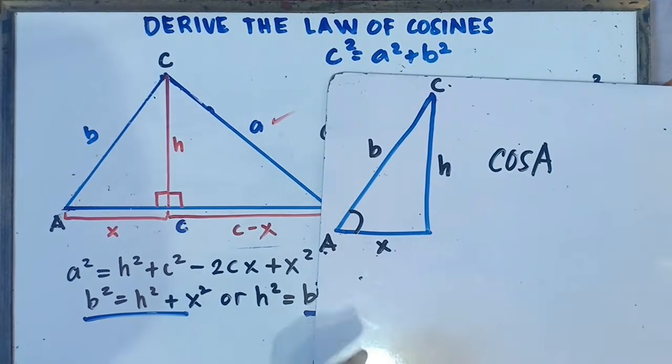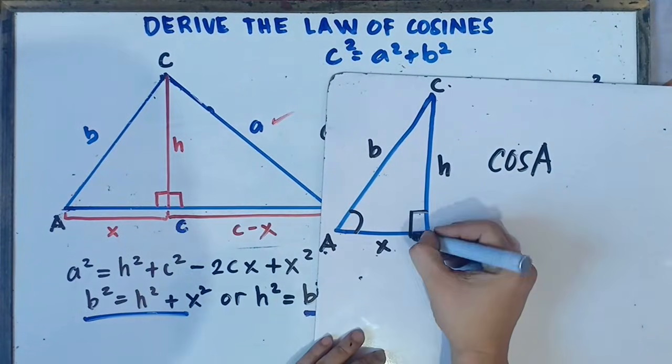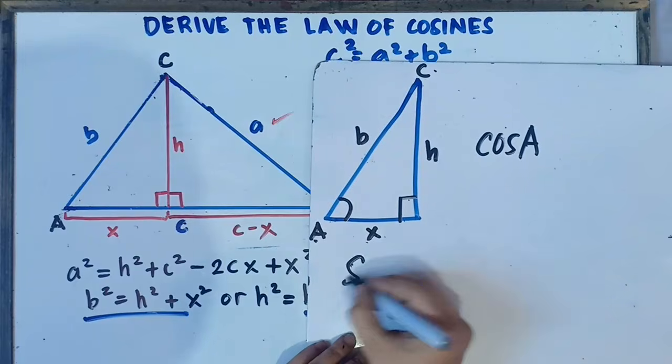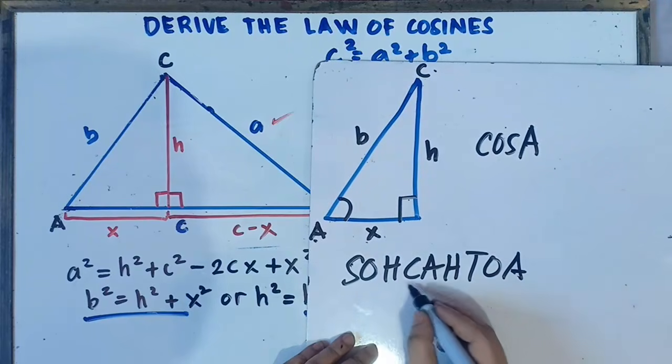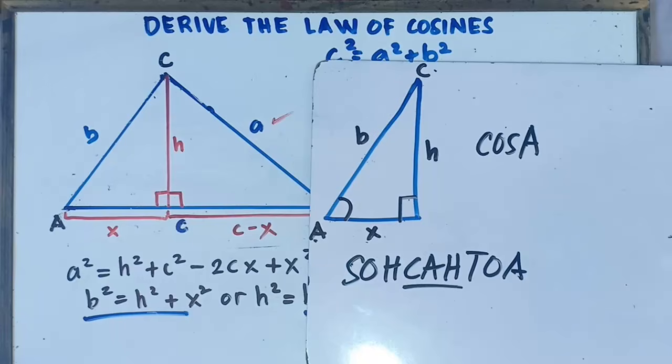Now, to find cosine angle A, this is a right triangle, right? Remember the SOHCAHTOA, class. What would be the value of cosine? That's correct. Cosine would be adjacent over hypotenuse. Okay, adjacent over hypotenuse.